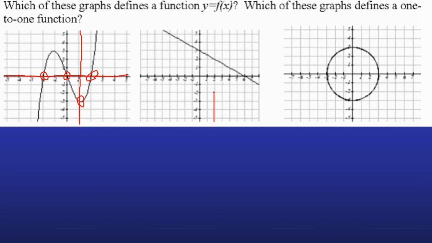Use the vertical line test, and this graph passes the vertical line test, and it seems to also pass the horizontal line test since it only hits 1 point, and that would mean it's a one-to-one function.